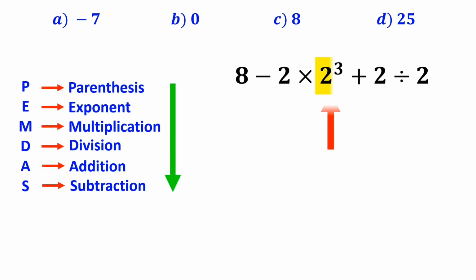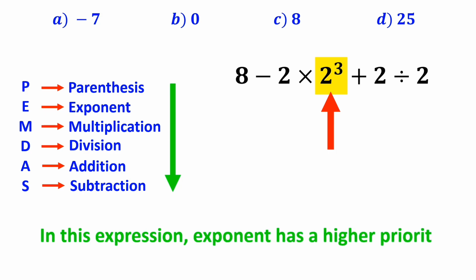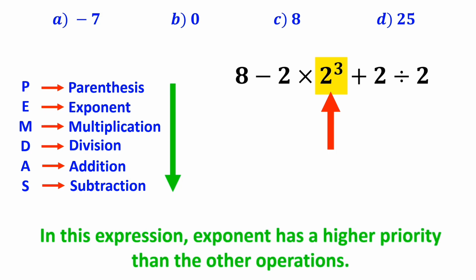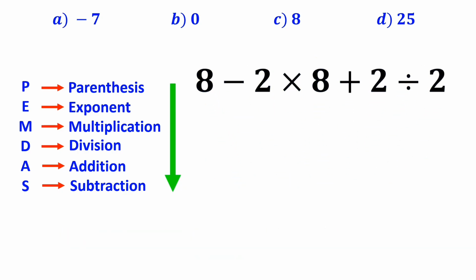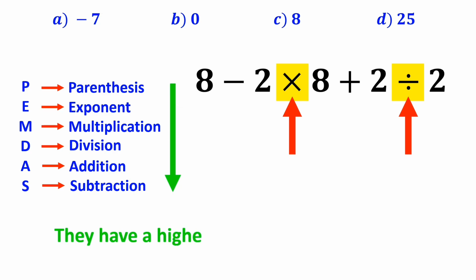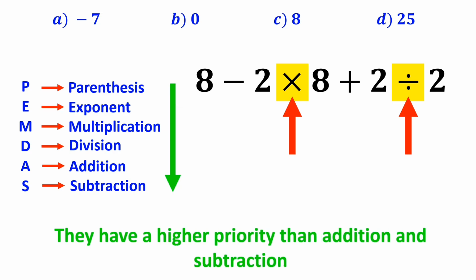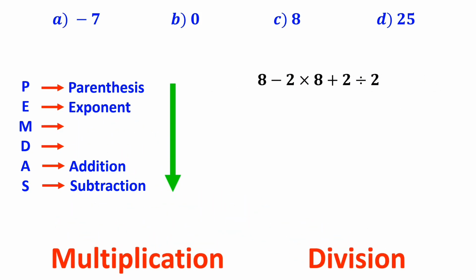Alright, first we start with 2 cubed, because in this expression, exponent has a higher priority than the other operations. So, instead of the original expression, we can write 8 minus 2 times 8 plus 2 divided by 2. In the next step, we need to go for multiplication and division, since they have a higher priority than addition and subtraction. Okay, it's very important to note that multiplication and division have the same level of priority.